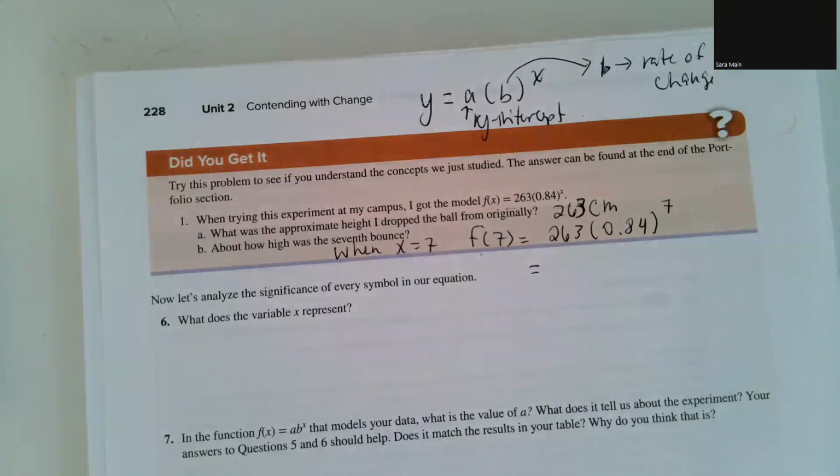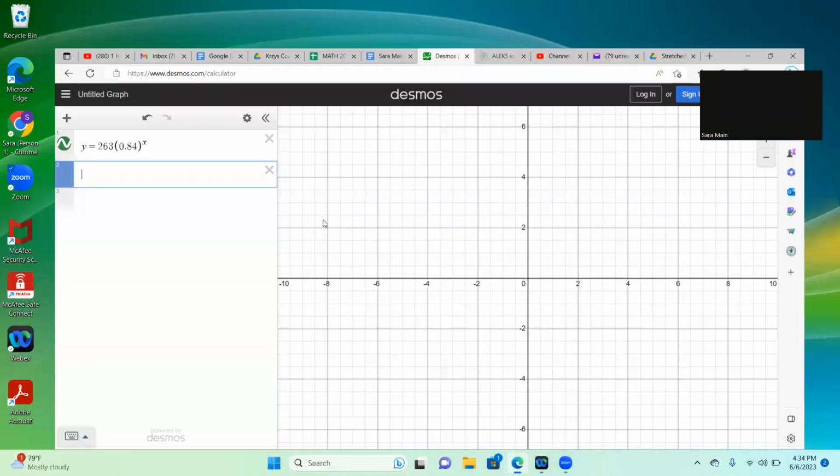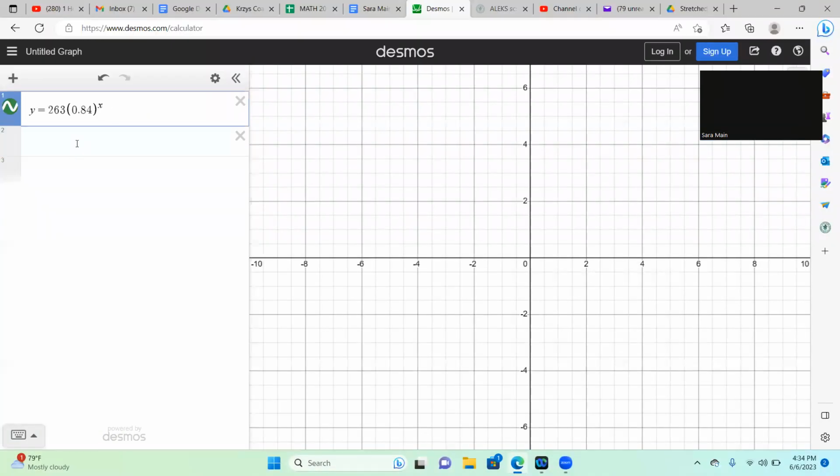And then when I go to Desmos, I can put my equation in here if I want to look at the equation. But if I just want to copy the basic of the equation and then just replace x with 7, I can find out that when x is 7 on the 7th bounce, we are predicting that it would be about 77.61 centimeters.